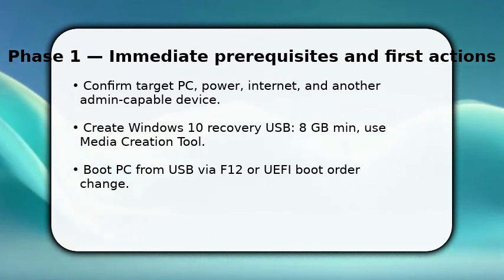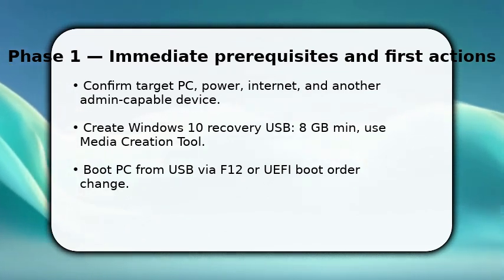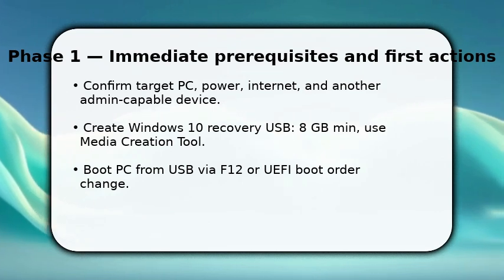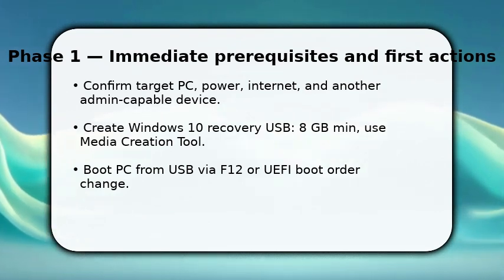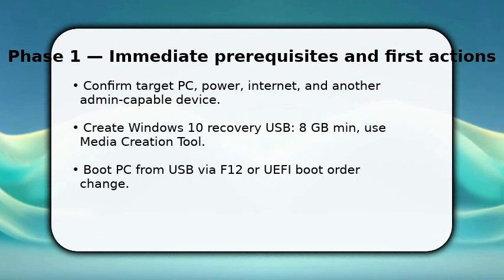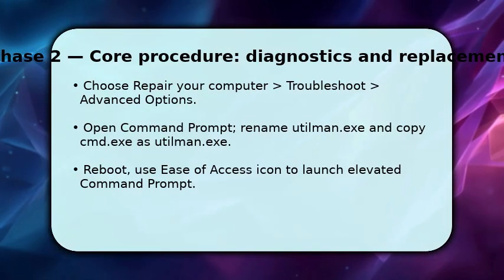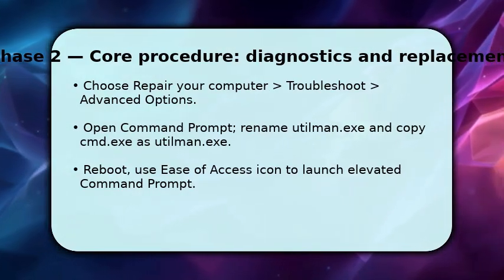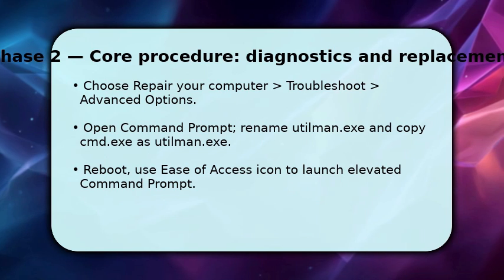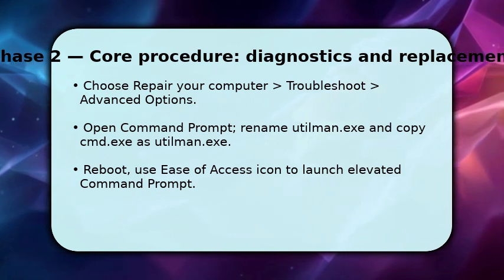You need another working PC to create the USB. This step is essential because Windows won't let you reset local credentials without external recovery media. After booting to recovery, choose Repair Your Computer, then Troubleshoot and Advanced Options. Open Command Prompt to run commands.